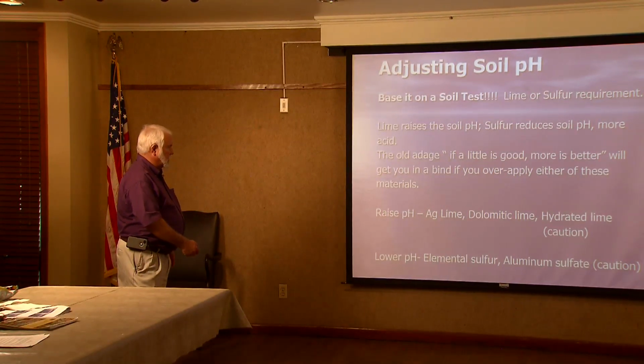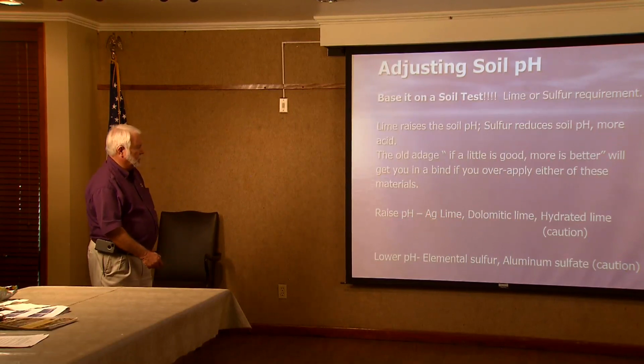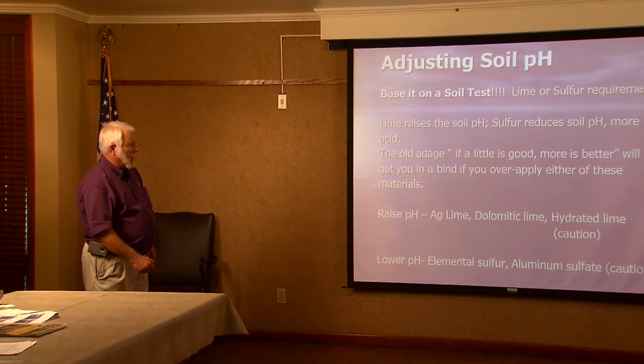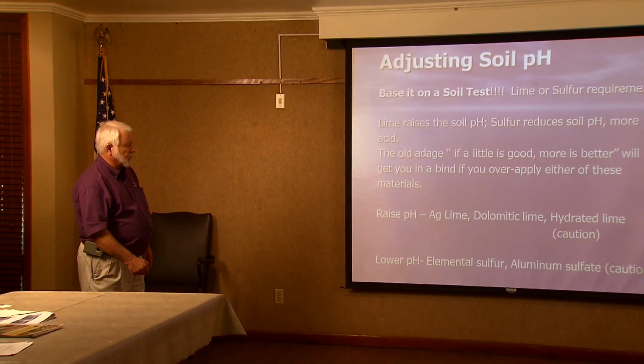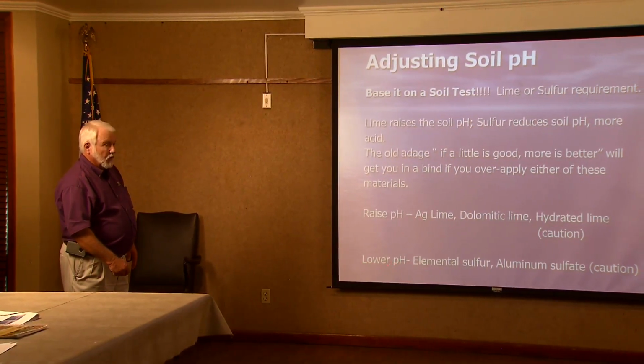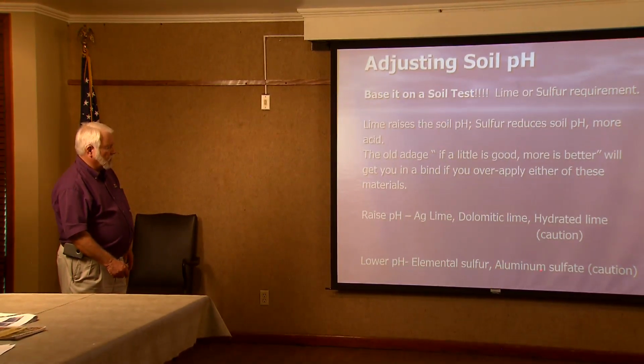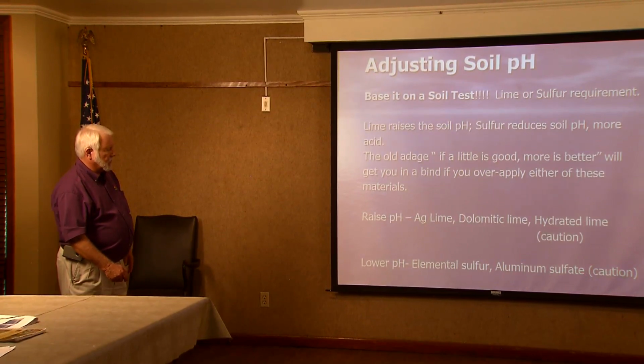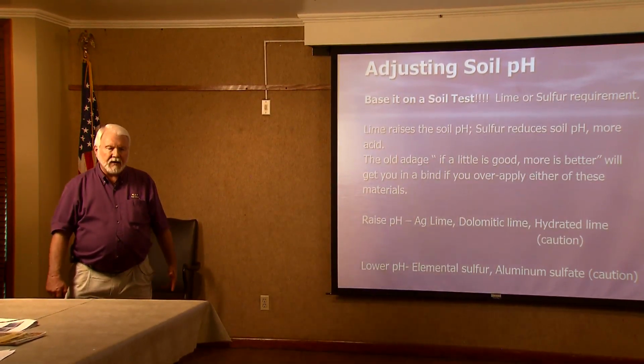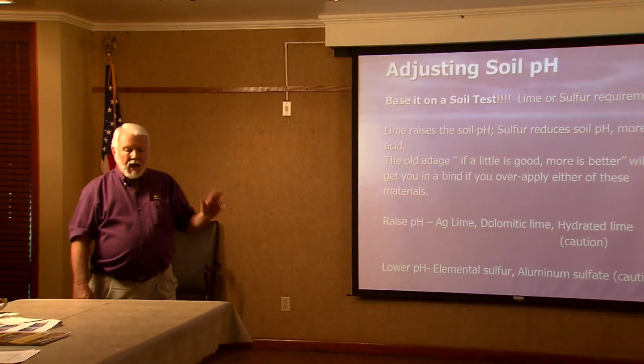Again, here's the liming materials: ag lime, calcitic lime, dolomitic lime, hydrated lime, but there's a precautionary deal there. And to lower the pH, elemental sulfur or aluminum sulfate, and caution. If you call your county agent and he tells you to use ammonium sulfate and you go down to the feed store, seed store, whatever, and buy aluminum sulfate, you have fouled up.